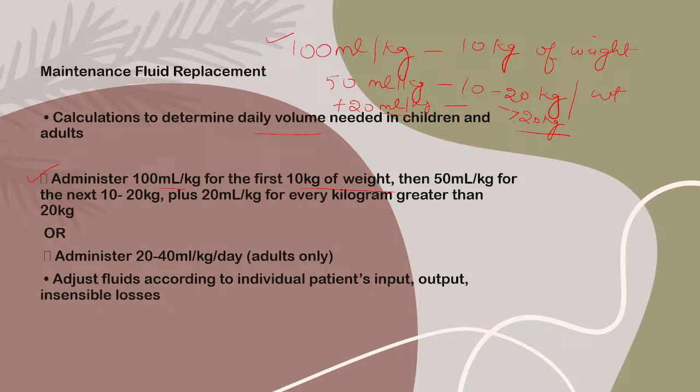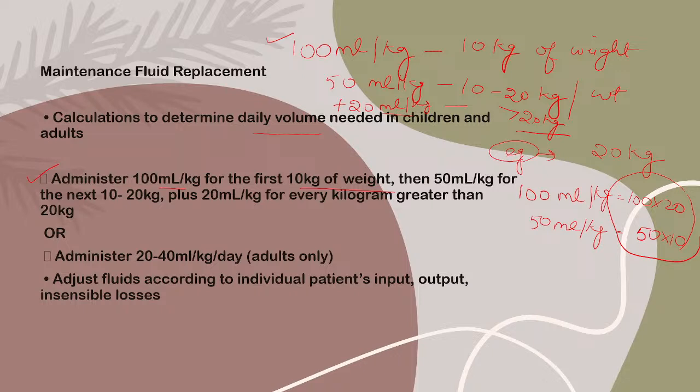I will explain with an example. For example, we have a child who is 20 kgs. First, for 10 kg we would be giving 100 ml per kg, that is 100 into 10. Then for the next 10 kg we will be giving 50 ml per kg, that would be 50 into 10. We add these, and this would be the total fluid that needs to be given to the child.